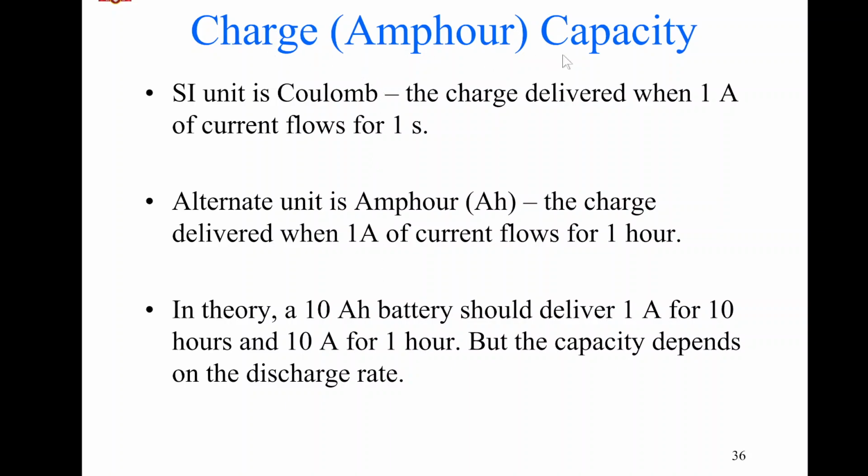Coming to the charge, we denote it in amp hour or ampere hour capacity. We are saying that the charge delivered when 1 ampere of current flows through for 1 second is 1 coulomb. Here, in amp hour, it is the charge delivered when 1 ampere of current flows through the circuit for 1 hour. So in theory, a 10 ampere hour battery should be able to deliver 1 ampere for 10 hours or 10 ampere for 1 hour. But the capacity would also depend on the discharge rate.